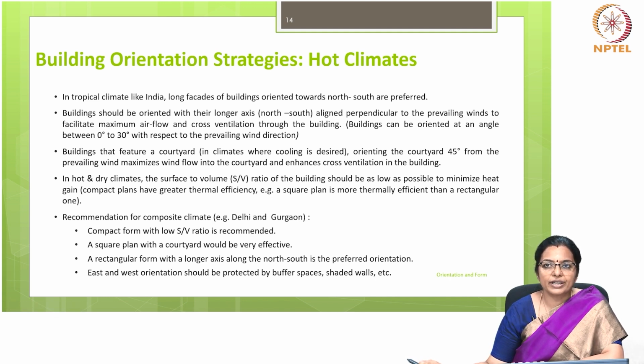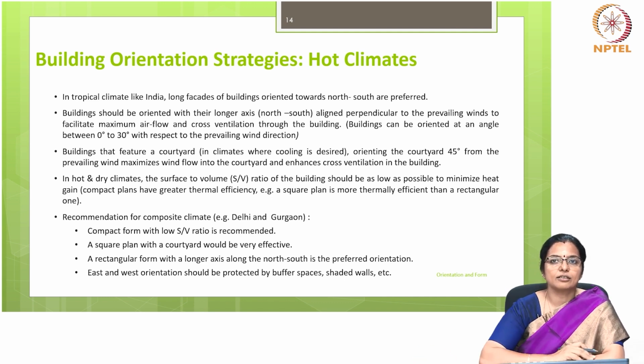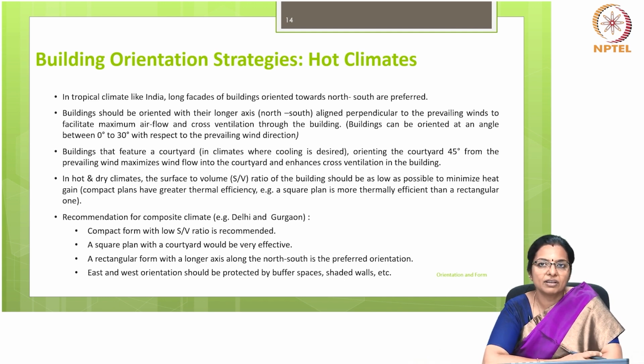By harnessing natural ventilation through strategic orientation, buildings can achieve better thermal comfort for occupants and reduced energy consumption associated with artificial cooling. In hot and dry climates such as desert regions, the design emphasis must shift towards minimizing heat gain. This is achieved by adopting a compact building form with a low surface to volume ratio. Compact plans exhibit greater thermal efficiency, with square plans being more thermally efficient than rectangular ones due to the reduced exterior surface area, which we have already seen in the previous slides.